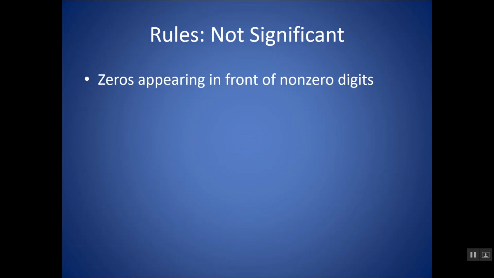Zeros are not significant if they appear in front of non-zero digits. For example, 0.007, those zeros are just holding the 7 in the correct place. It's holding the 7 not in the tenths or the hundredths, but in the thousandths place. So those zeros are not significant. There's only one significant figure, and the next one has 3.